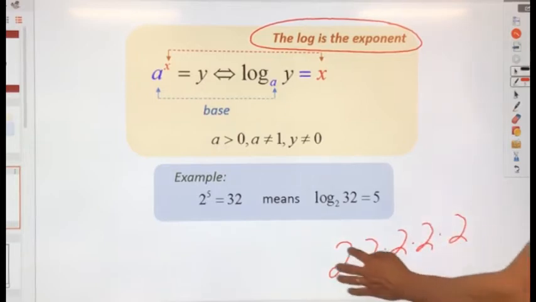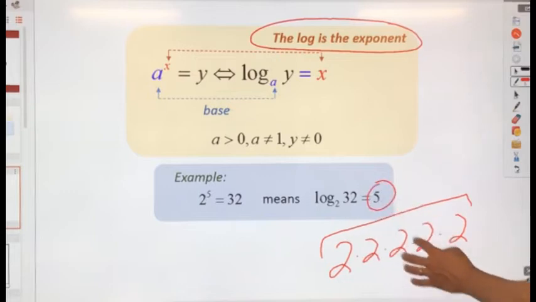So one more time, what log is representing is that. Equals 5 2's.